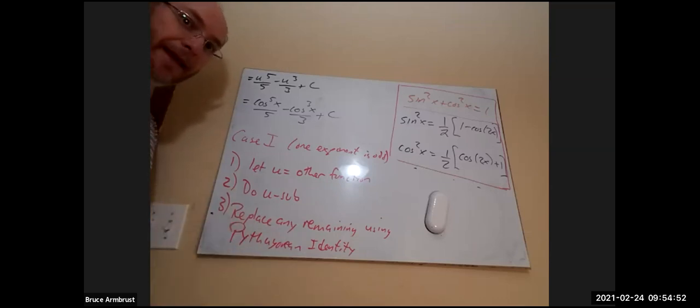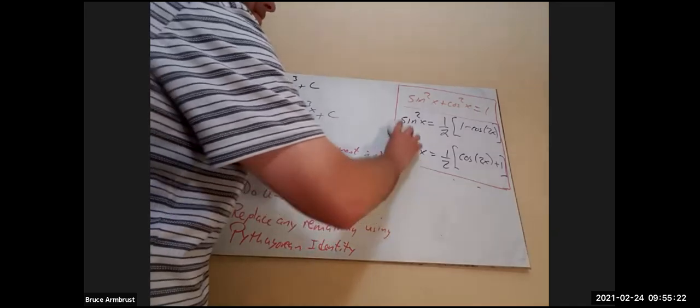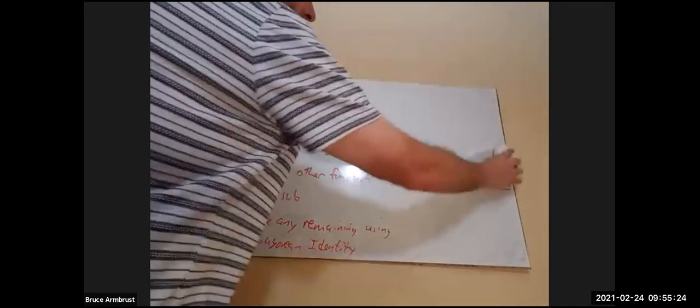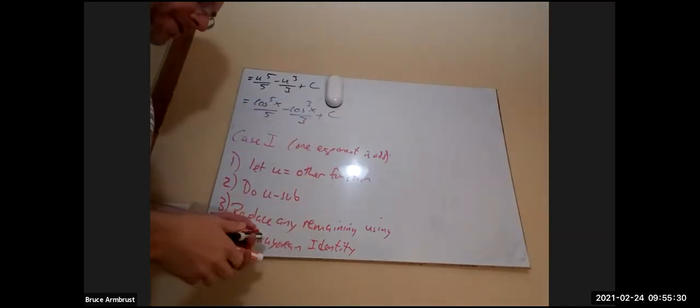Because anything else that remains, you're going to be able to use the Pythagorean identity. So as long as one of the exponents is odd, you can do this. So let me show you another example. And this time, I'm going to make it so that both of them are odd exponents. And you're going to see that it still totally works out.